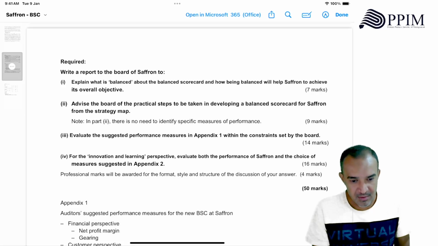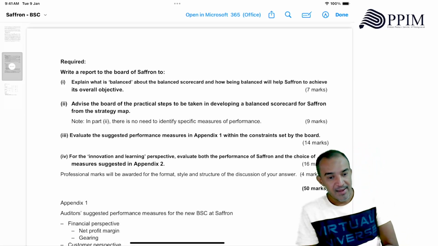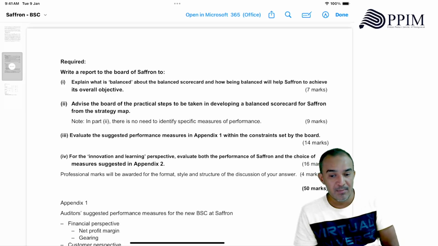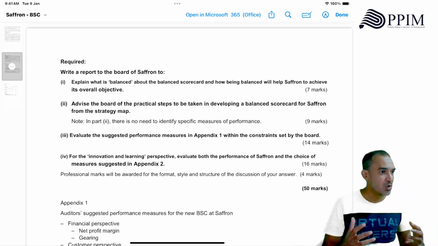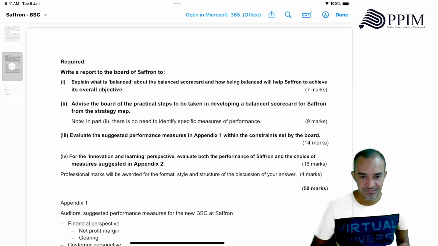So first part, now look at the way they ask. Explain what is balanced about the balance scorecard and how being balanced will help us to achieve its overall objective. Now, balanced means it is looking at all aspects, no? So they're asking, what are these all aspects? Take down.